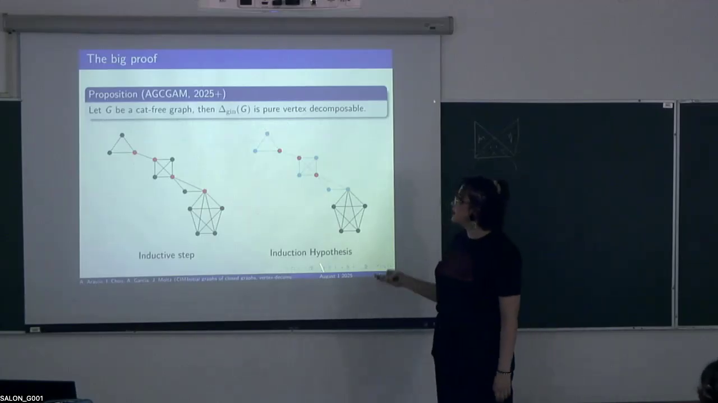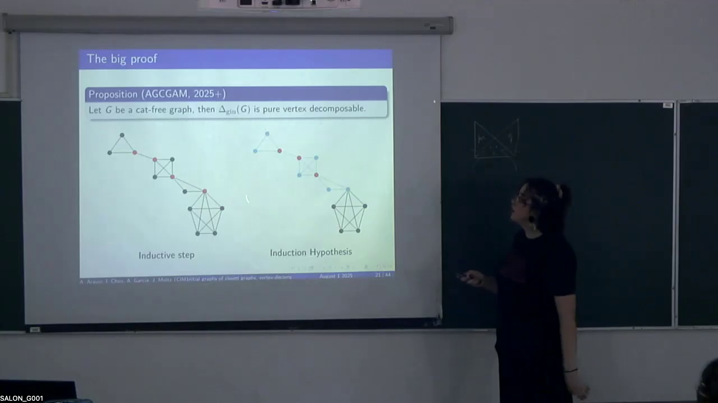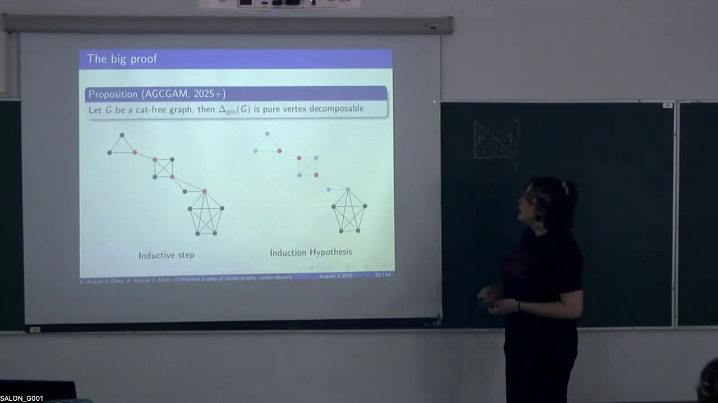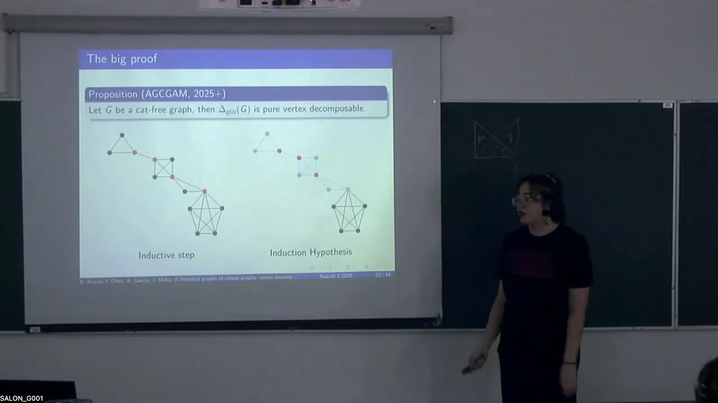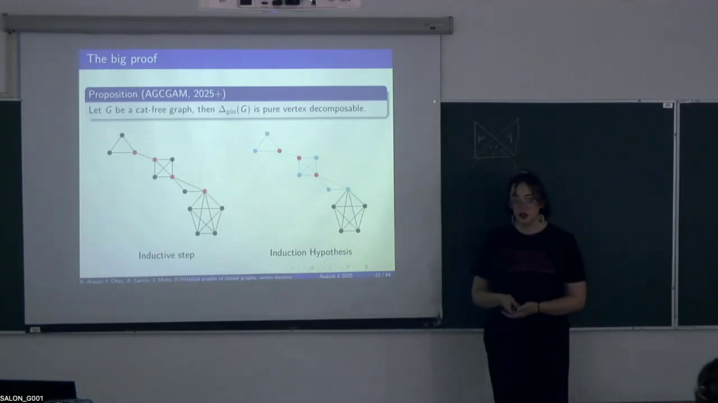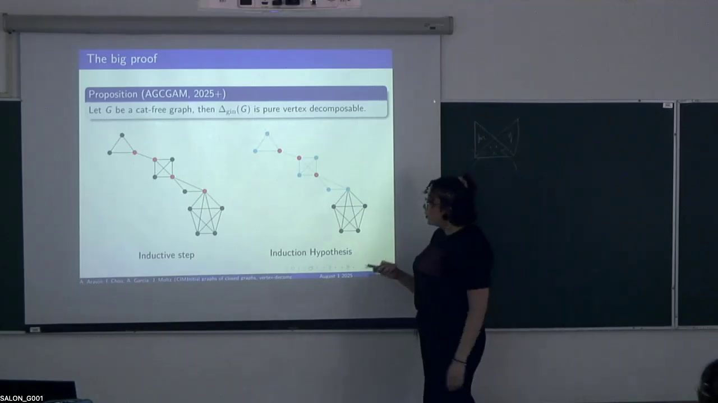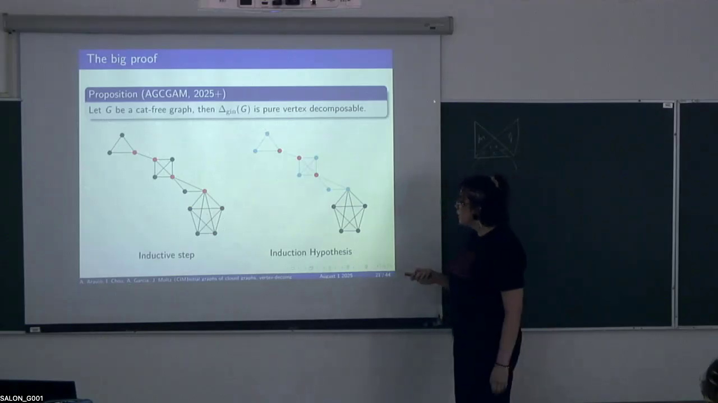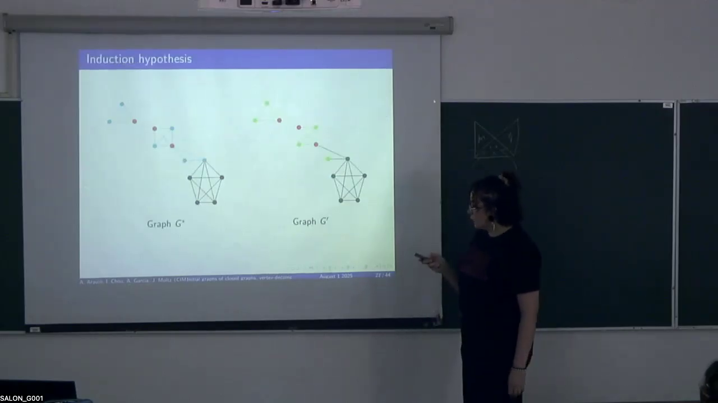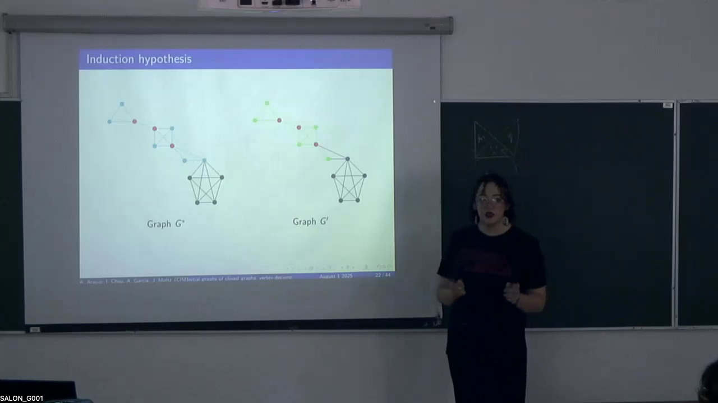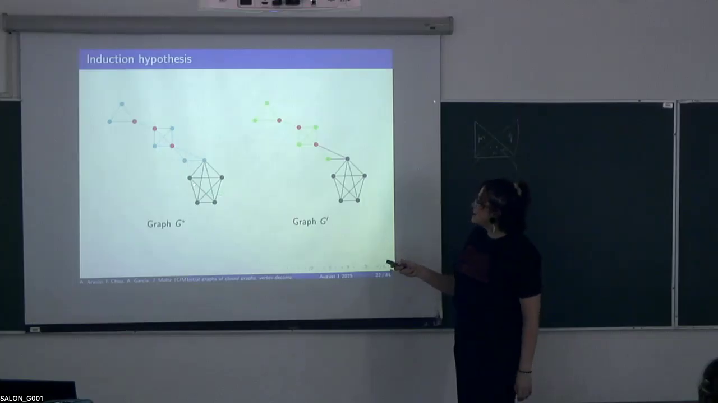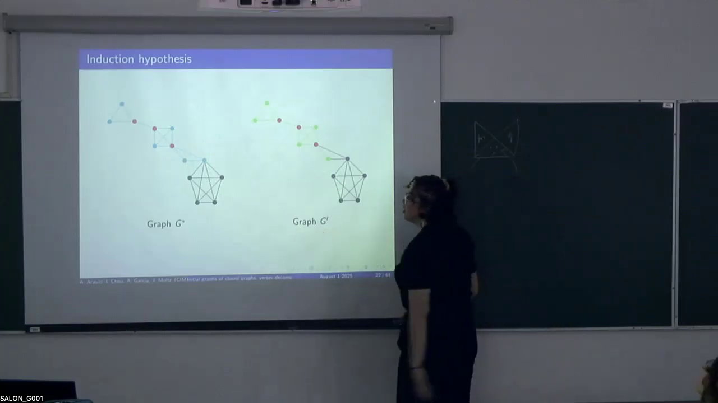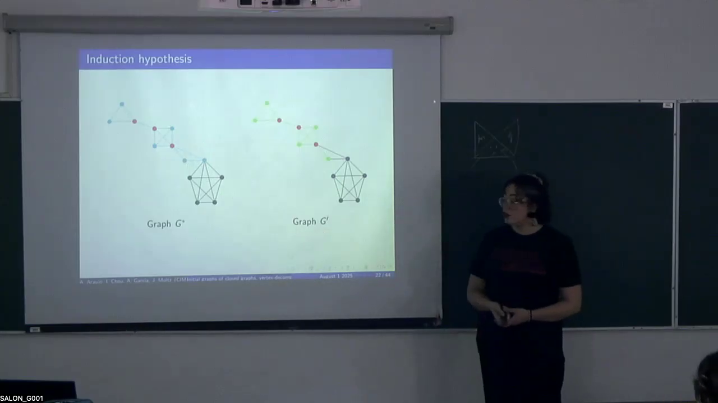The proposition right here says that if we have a cat-free graph, closed and connected, then the delta gin is pure vertex decomposable. The proof for this is by strong induction. We want to know that this is vertex decomposable, so we are doing the strong induction on the number of pivots. So we suppose specifically that this graph, the delta gin from those, is vertex decomposable.